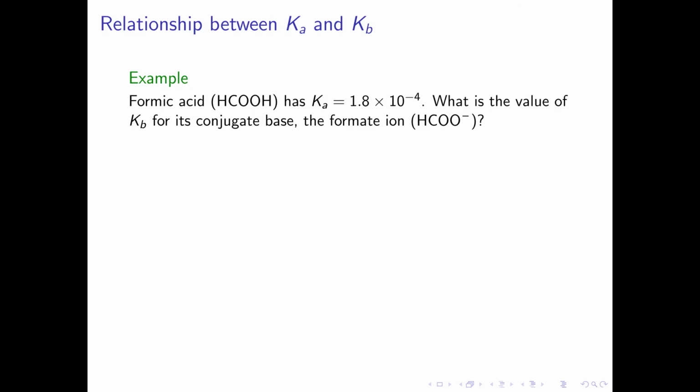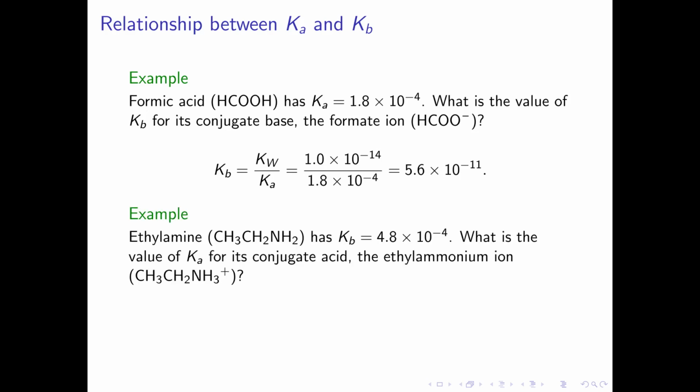Let's look at two examples. First, the weak acid formic acid has a Ka value of 1.8 times 10 to the negative 4. What is the value of Kb for its conjugate base, the formate ion? We're solving for Kb, which is equal to Kw divided by Ka, or 1.0 times 10 to the negative 14 divided by 1.8 times 10 to the negative 4. This gives the Kb value of 5.6 times 10 to the negative 11 for the formate ion.